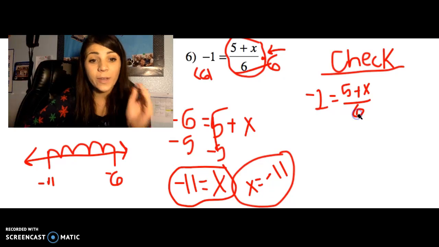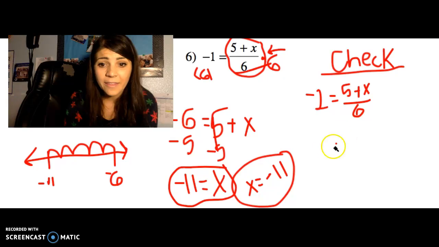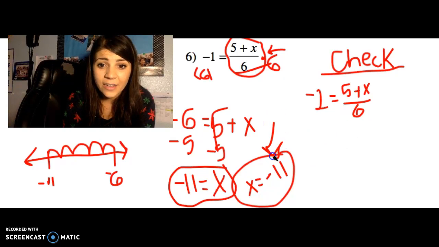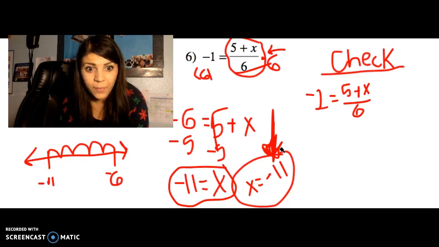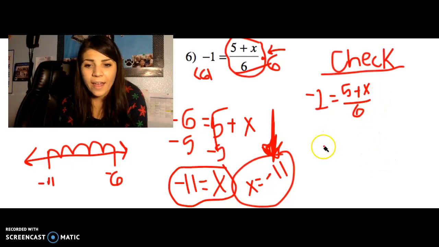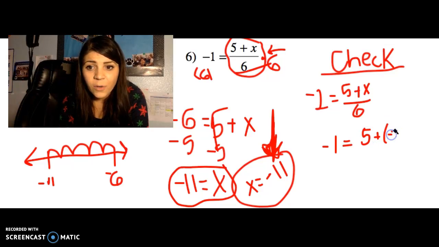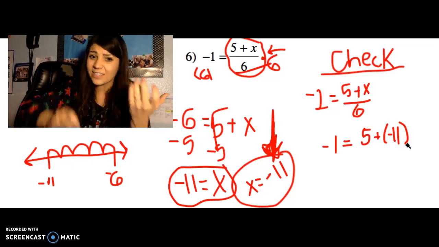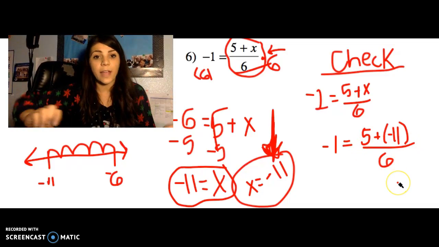right? So when I see this, I know that I have to then plug in the value that I just got, ding, ding, ding, ding, here it is, negative 11, for every time I see the letter x in this problem. So I know that I have negative 1 equals 5 plus negative 11, okay? So if you're nervous about how to put that in and write it without getting confused, I always put it in parentheses just so it helps me out a little bit. And then I'm going to put it over 6, okay?